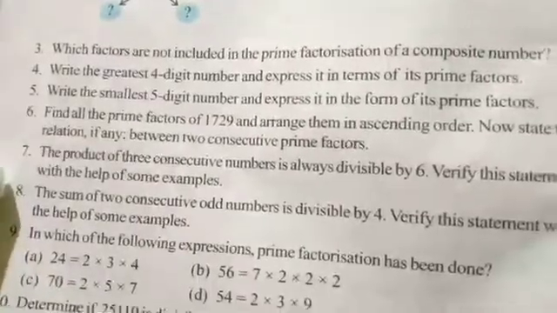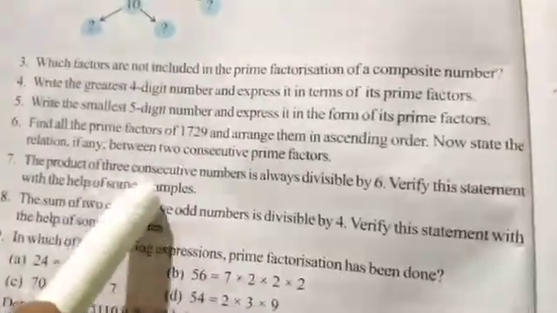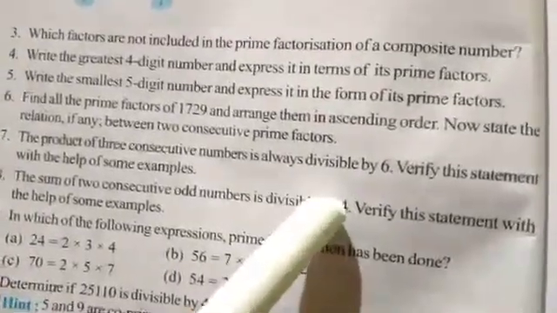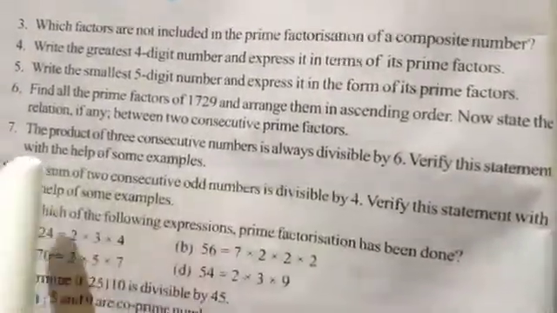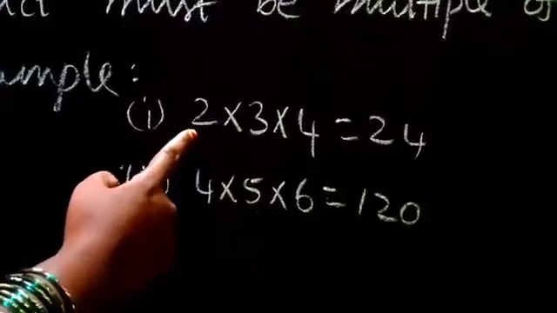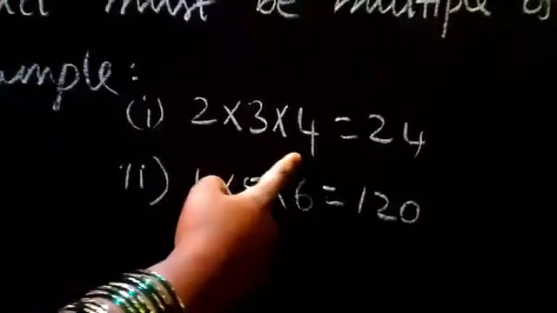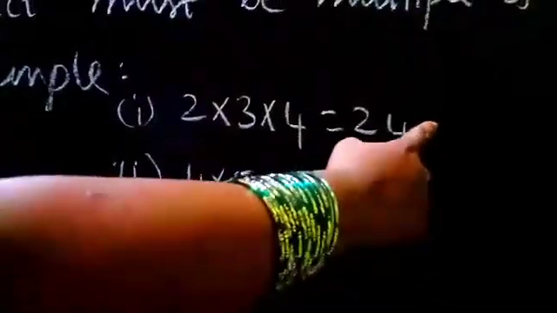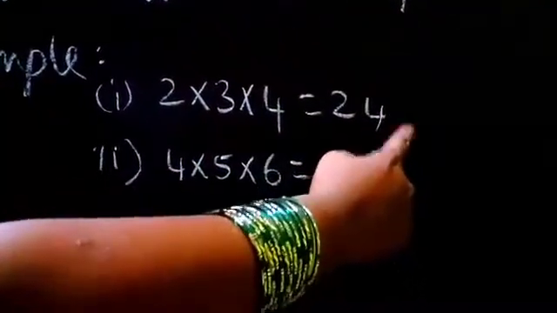Seventh question is, the product of three consecutive numbers is always divisible by 6. Verify the statement with the help of some examples. Now, we'll see the examples. 2 into 3 into 4. 2 3s are 6, 6 4s are 24. 24 can be divided by the 6th table.